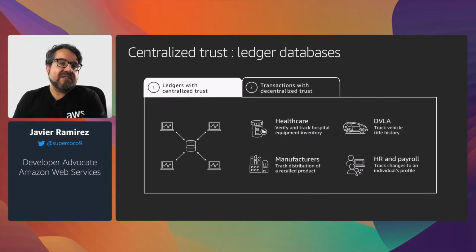When it comes to ledger databases, we find two types of business scenarios. One in which you have centralized trust and one in which you have decentralized trust. What do I mean by this? Well, imagine you are the drivers and vehicle licensing agency in your country, and you want to keep track of every vehicle that is registered, every time the vehicle changes ownership and when it's deregistered, so you can know who is going to pay taxes for that vehicle. Or maybe you are in a highly regulated industry like healthcare and you want to make sure you keep track of your inventory and what has happened with this item of your equipment.